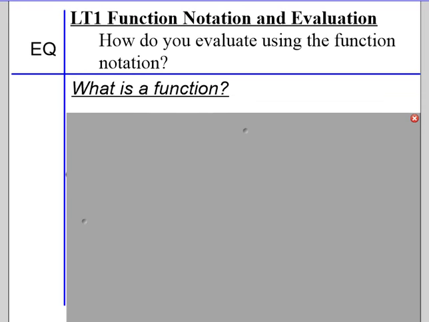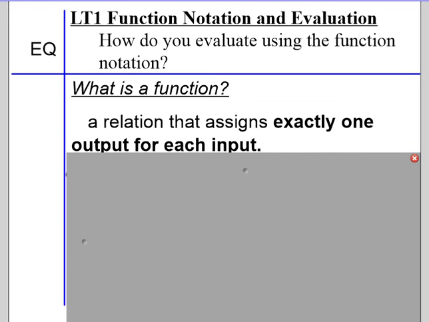A function is a relationship that assigns exactly one output for each input. You can think of a function kind of like a vending machine. The money that you put into the vending machine is your input. The snack you get out is an output. There are limitations to that. Some vending machines don't take certain coins. Some vending machines take dollars or don't take dollars. And you can only get certain snacks out, right? You're not going to get a Pepsi out of a Coke machine. So functions work the same way, inputs and outputs.